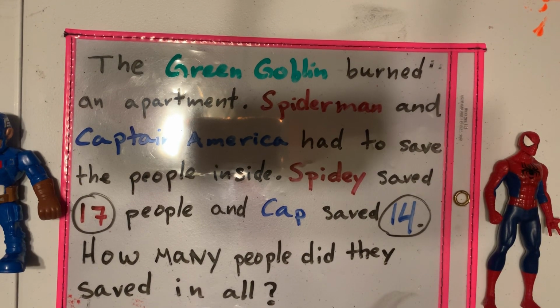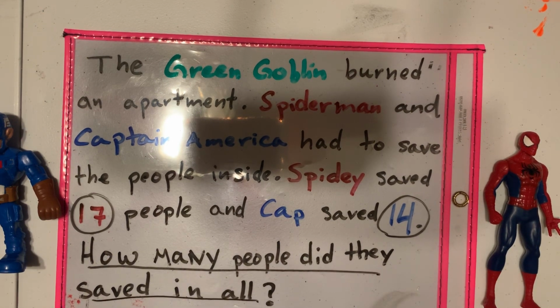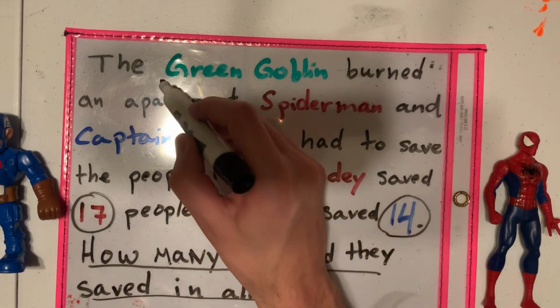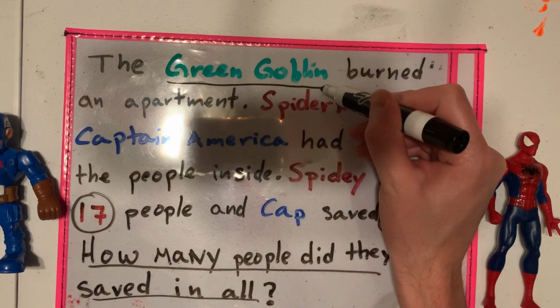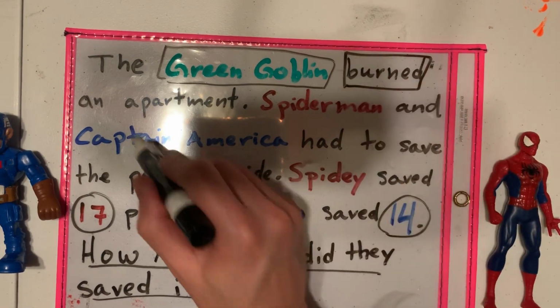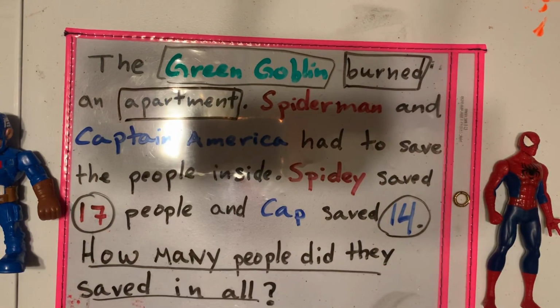Then we're doing the letter U. Underline the question. So what's the question? How many people did they save in all? After underlining the question, we have to box keywords. Remember, keywords are just words that help you understand the word problem. The keywords that helped me are Green Goblin, because we're talking about this bad guy, Green Goblin, and he burned the apartment. So the apartment was on fire.